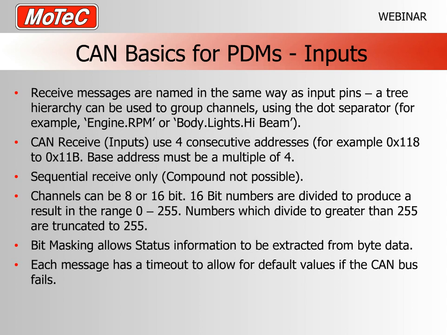Now, finally, our CAN receive channels have a timeout, and this is so that if you, for some reason, lose your CAN bus, or there's a clash with CAN data, the PDM knows which way to respond. The two options are simply that you hold the previous message or you default back to a number such as zero. And this is pretty important so that you don't have a PDM effectively making decisions based on faulty data.